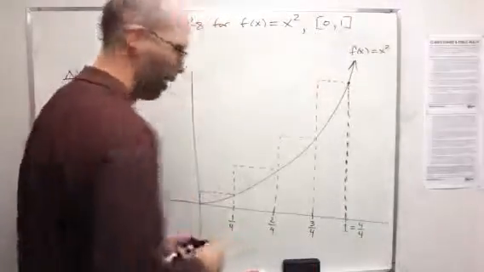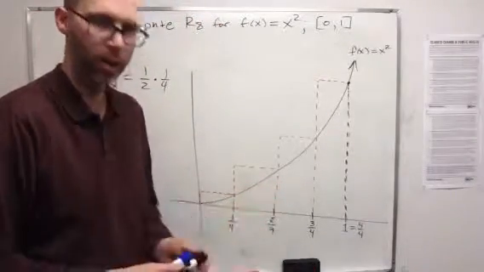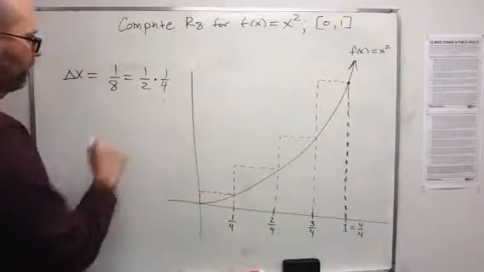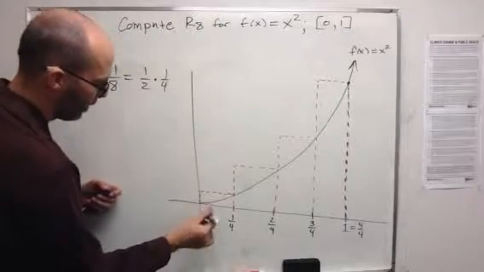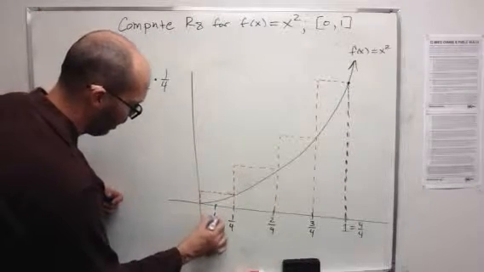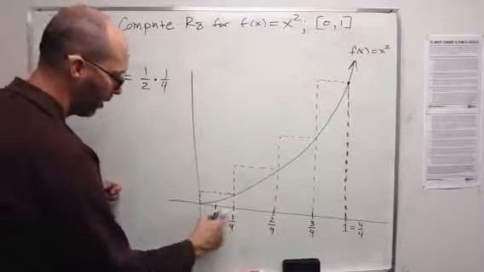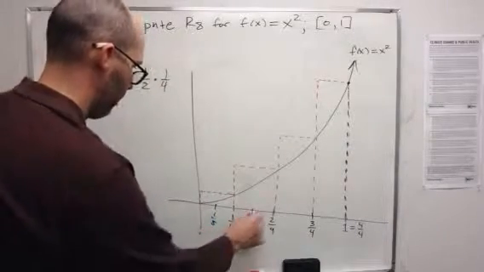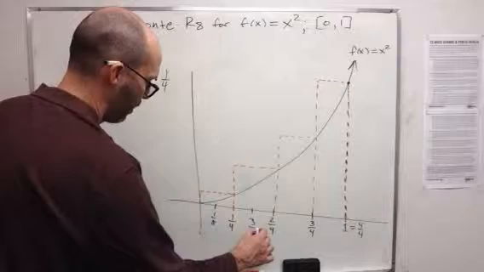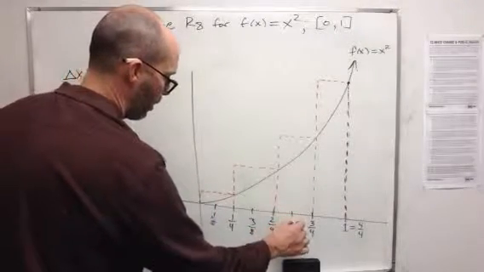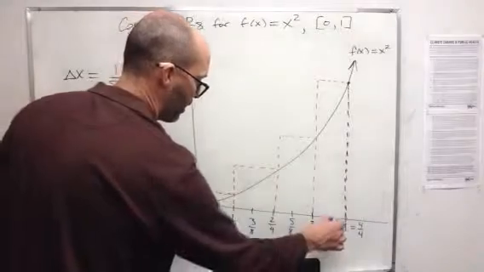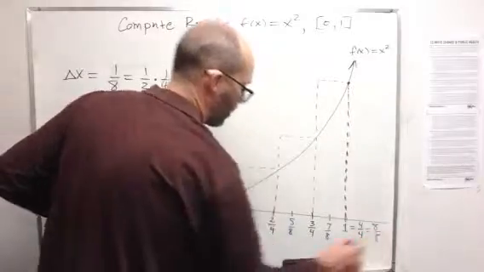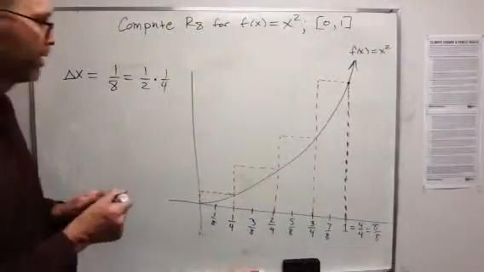Okay, so let's look at that. In red I have R4, in blue I'm going to do R8. So the delta x is going to be an eighth, so we're going to go here with an eighth, and then an eighth and another eighth, that's 2/8, otherwise known as a fourth. So we have 1/8, 2/8, 3/8, 4/8, 5/8, 6/8, 7/8, and 8/8. Okay, now let's look at how this is going to work.